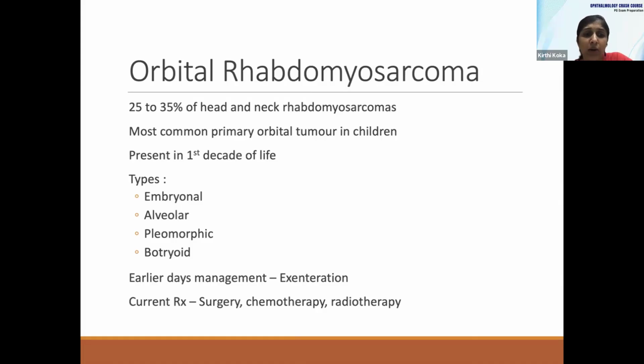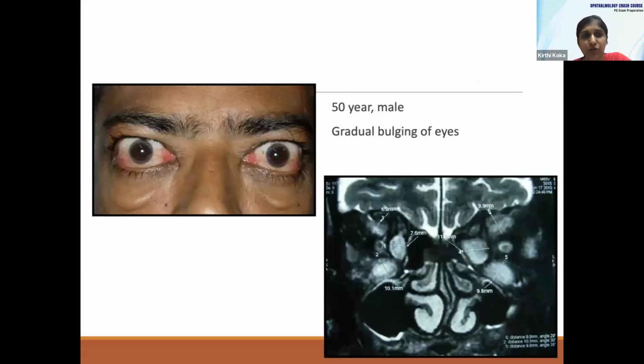They are embryonal, alveolar, pleomorphic, botryoid. Earlier treatment was exenteration, but nowadays treatment is generally chemotherapy and radiation for these lesions. This is very common as a spotter. They will ask you what is the diagnosis.